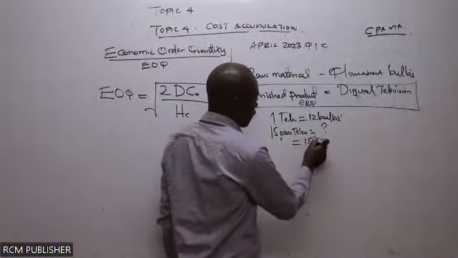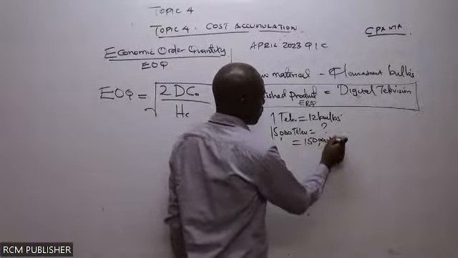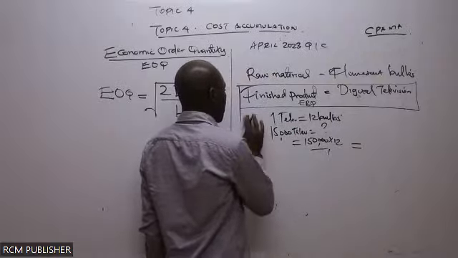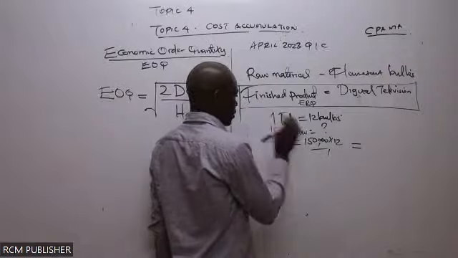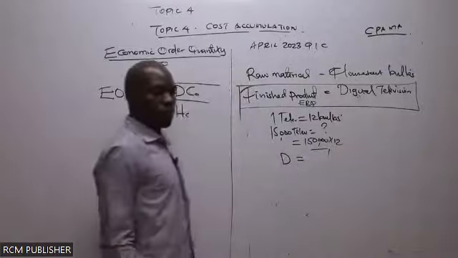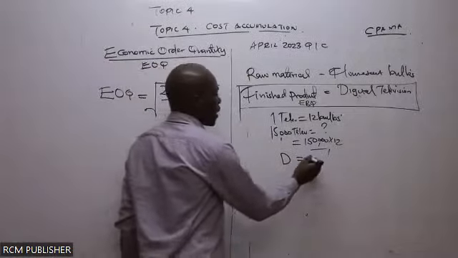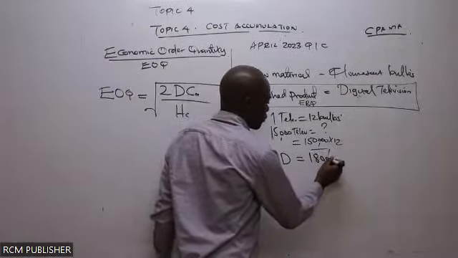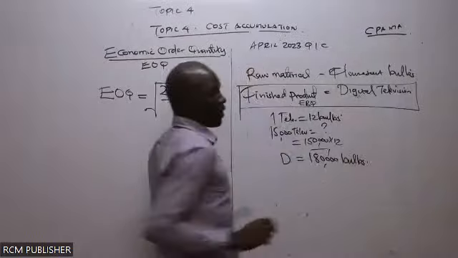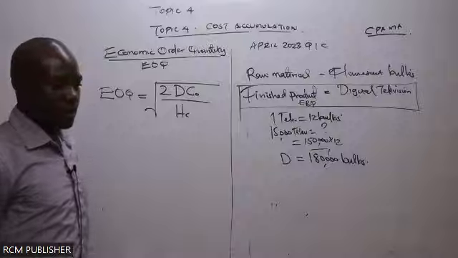So we are going to have our 15,000. We multiply by 12. What is the letter D? Remember, we are looking for demand. So D is equivalent to 180,000 bulbs. That is what they are demanding.